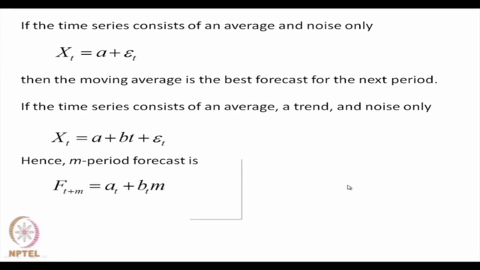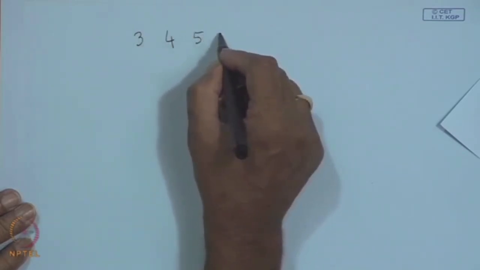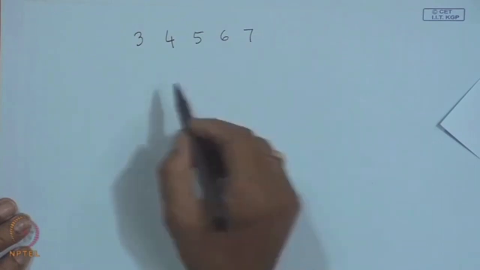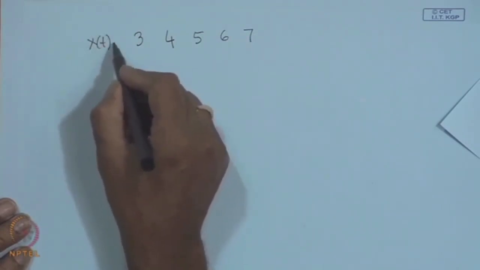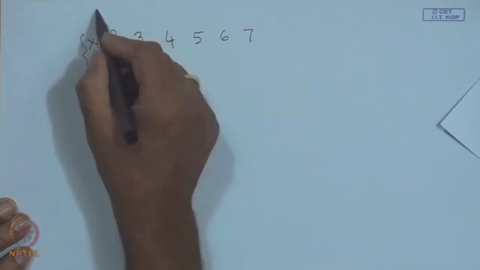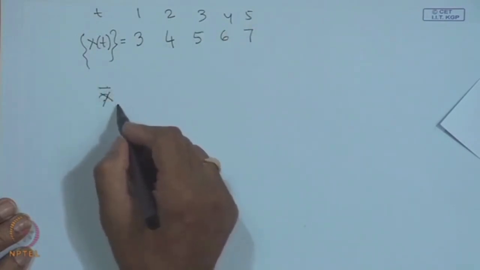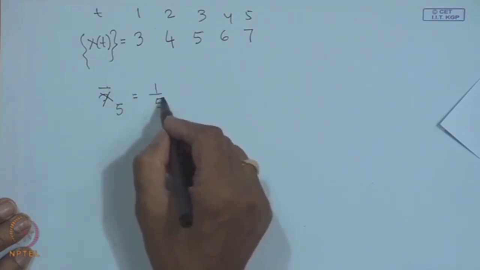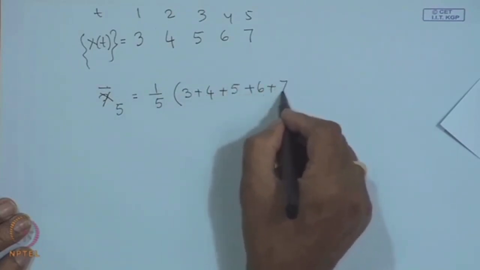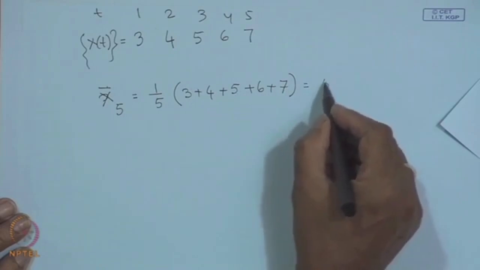Now, I will give a small example to illustrate this point. Suppose that we have data points 3, 4, 5, 6, 7, like that, 5 data points. So, these are x t values. This is time 1, 2, 3, 4, 5. We calculate x bar 5 as equal to 1 by 5 times 3 plus 4 plus 5 plus 6 plus 7, whatever that comes to, which is equal to 5.